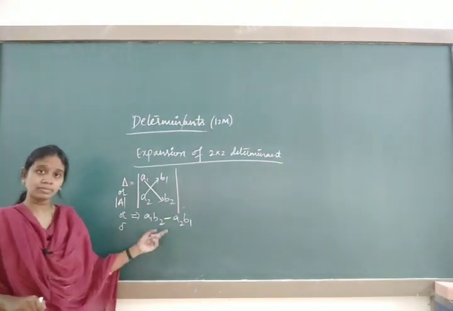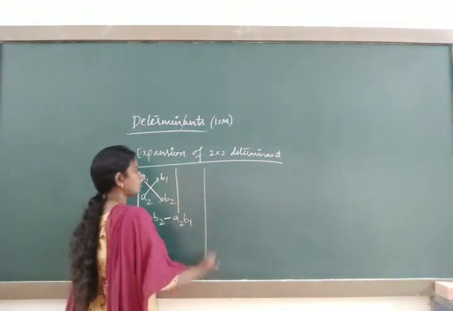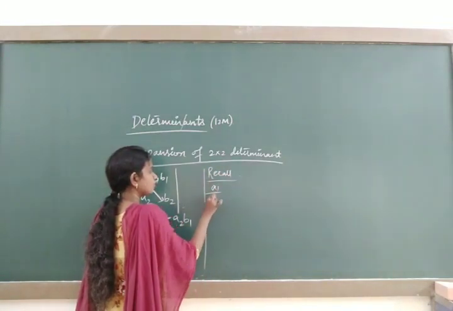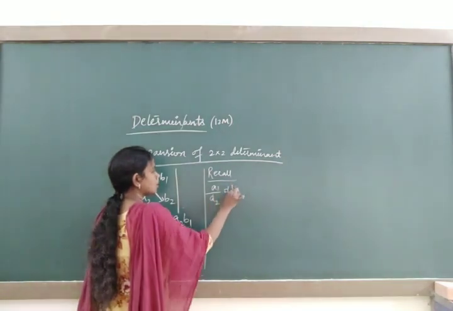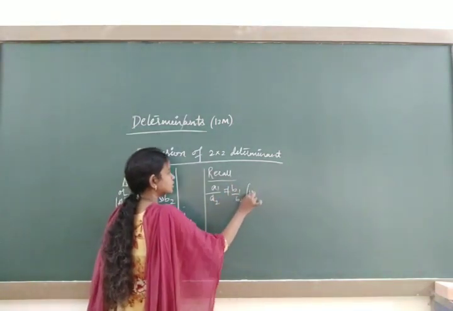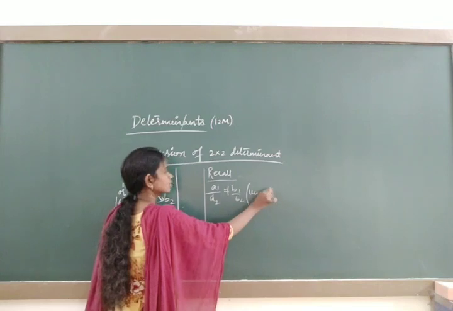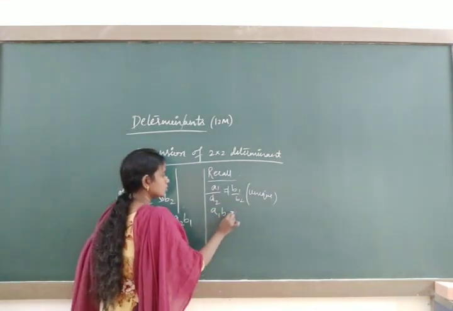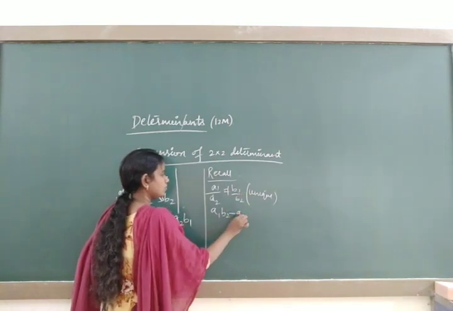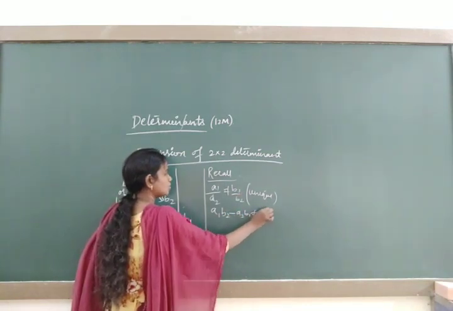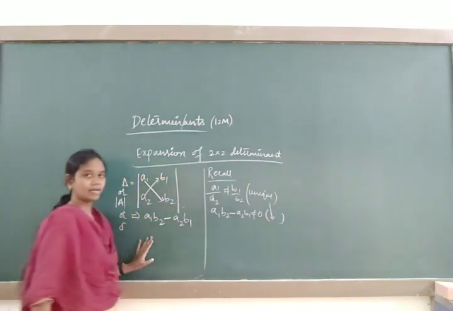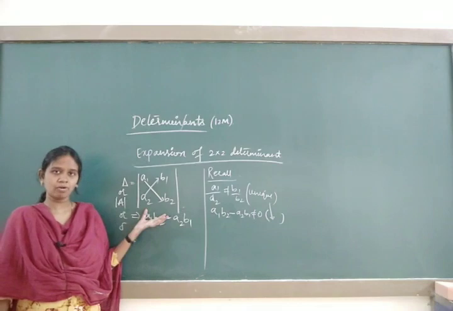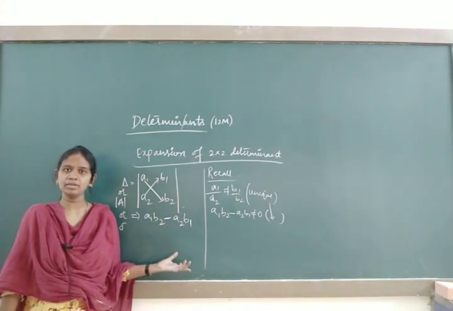This is not a new concept. This we have already studied. Recall: a1 by a2 not equal to b1 by b2 means the system of equations has a unique solution, or else a1 b2 minus a2 b1 is not equal to 0 will have the unique solution. This number itself we are representing in the form of a bar, which is known as a determinant.